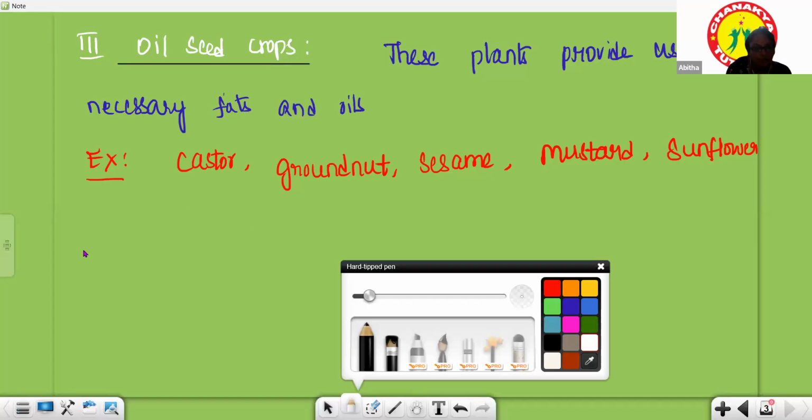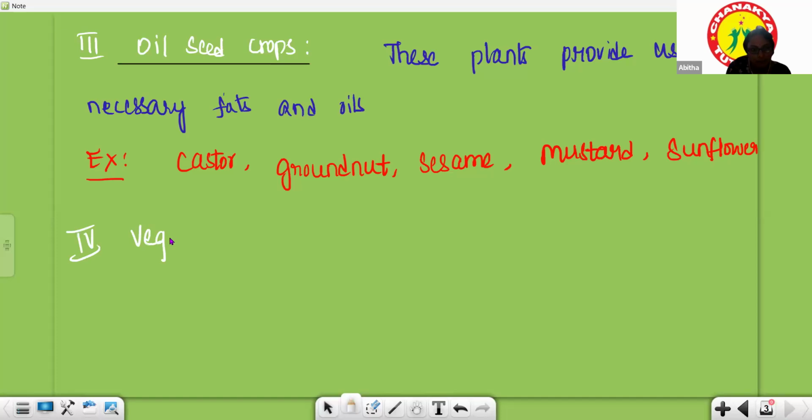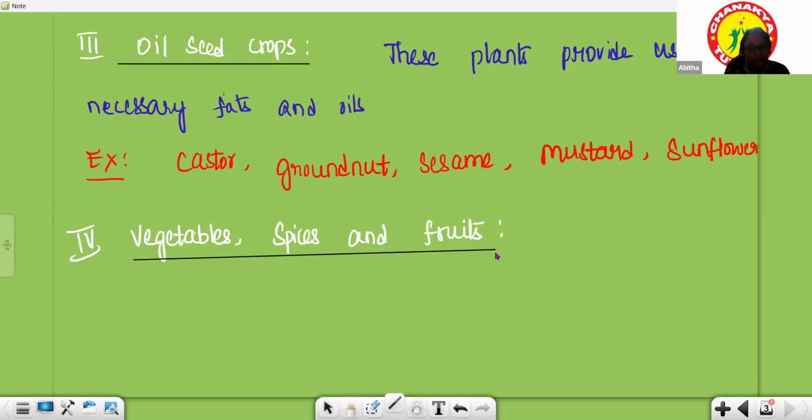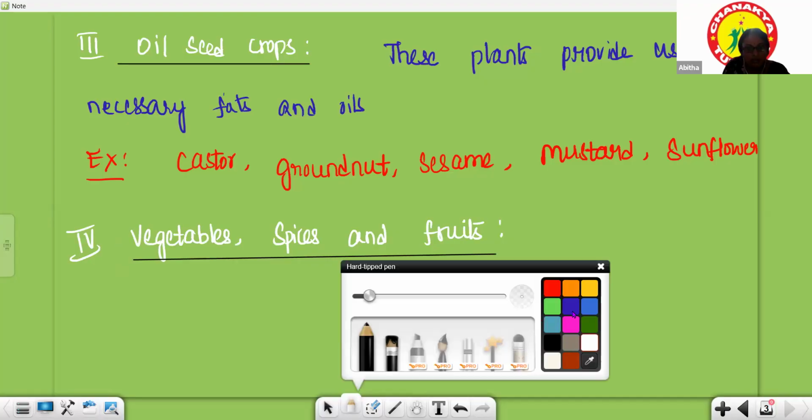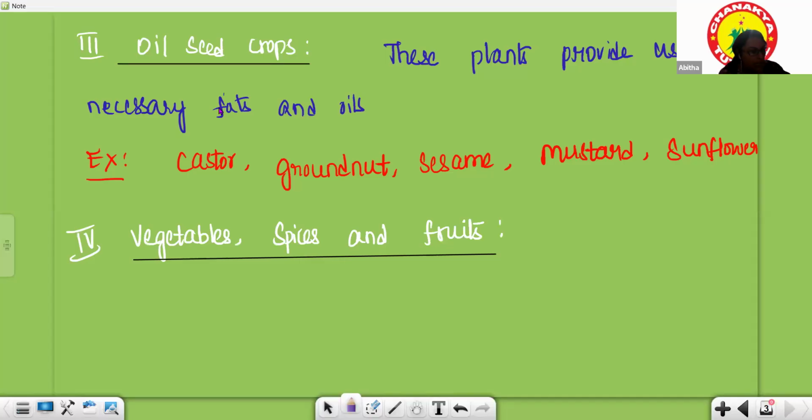The next types of crops are vegetable, spice and fruit giving crops. These are mainly used for vegetable production, like bindi, tomatoes, everything. Is tomato a fruit or a vegetable, Srivatsa?